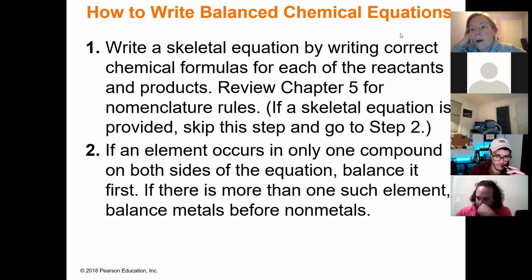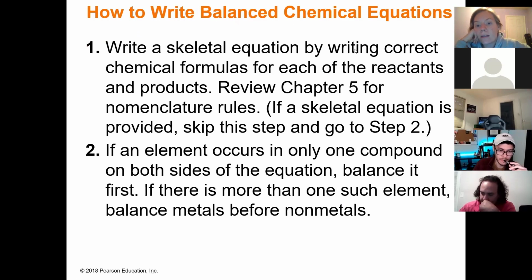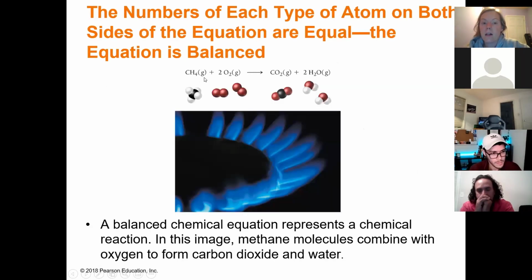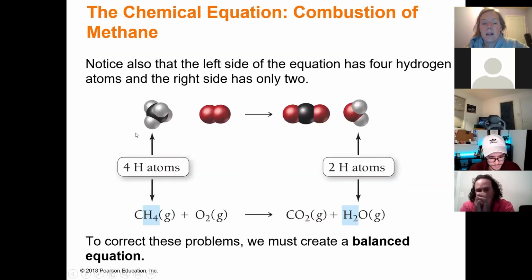Now, how do we balance an equation? The first thing you need to do is write a skeletal equation by writing the correct chemical formulas. This is all your nomenclature stuff, step 1. We're going to skip over this for right now. We'll come back to it. So let's just assume we have a skeletal formula. By that I mean something like this, where you have your compounds in the correct place, but you don't have an equal number of atoms.